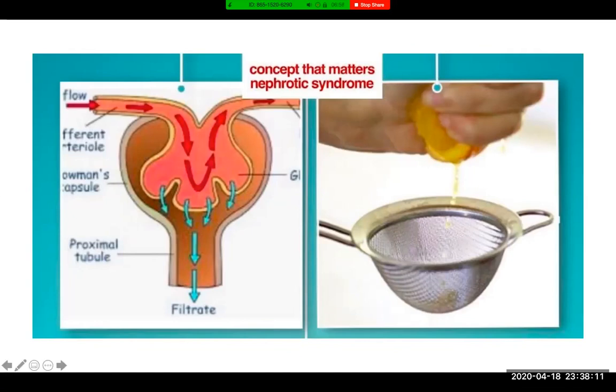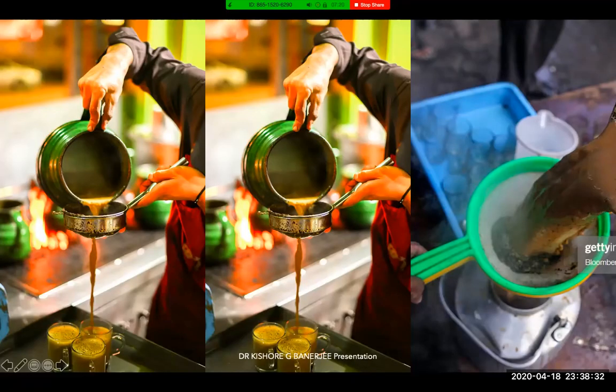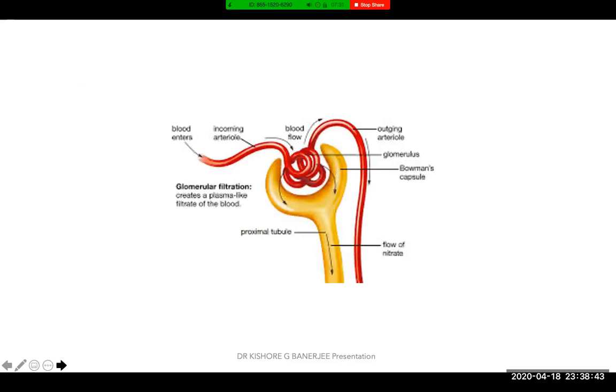It's like the sieve we use to make tea at the roadside tea stall; the glomerulus acts like a filter or sieve, just like the sieve we use at home. You can think of this as the glomerular filter. This is the key idea: if you want to understand glomerular disorders, you need to understand the glomerular filtration barrier, because it's the basic filtering unit of the kidney.